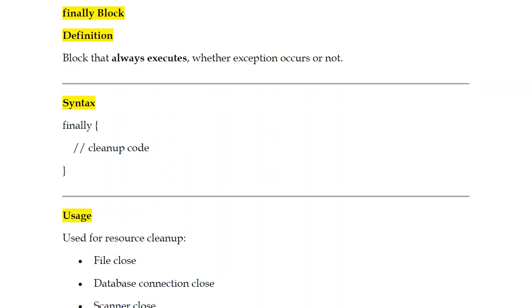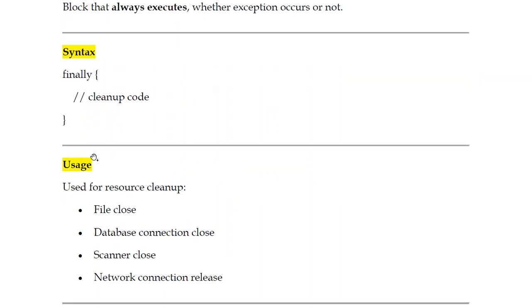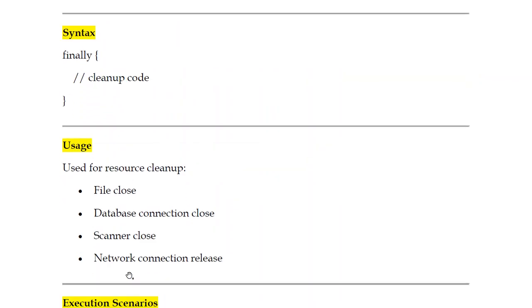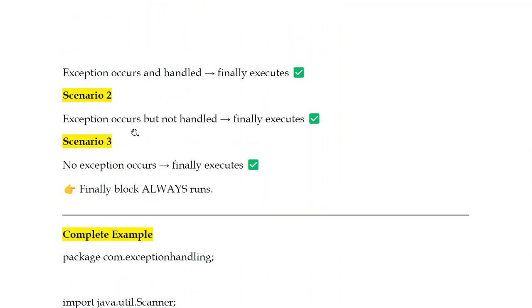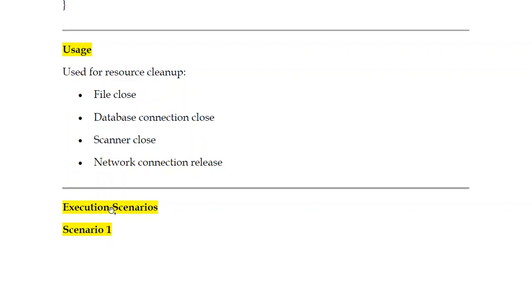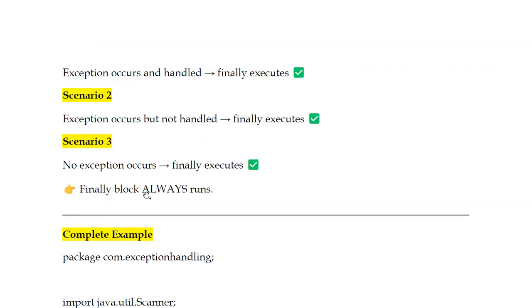We'll check the usage of that afterwards, then only can you understand the scenarios. First, we'll go with the scenarios. Scenario one: the exception occurs and is handled, and the finally block will execute. This is scenario one.